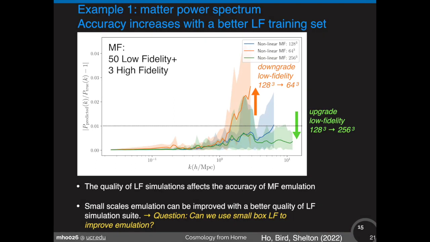If you upgrade the low fidelity to higher resolution, you get better multi-fidelity emulation. So in this case, we have orange errors by using downgraded low fidelity simulations, where you can see the emulation on the small scales getting worse. And if you upgrade the low fidelity number of particles to be higher, you get much better emulation. So one question arises: can we use small box, low fidelity to improve the small scales emulation?